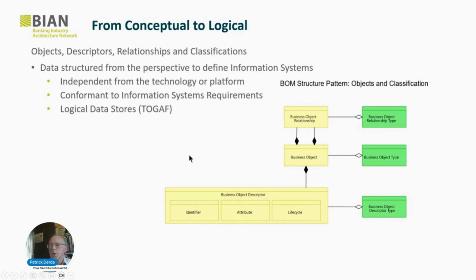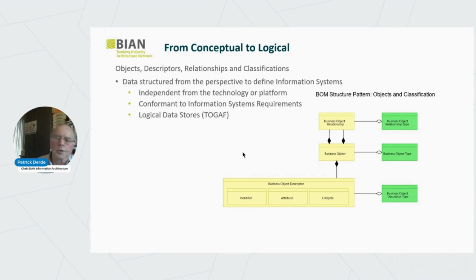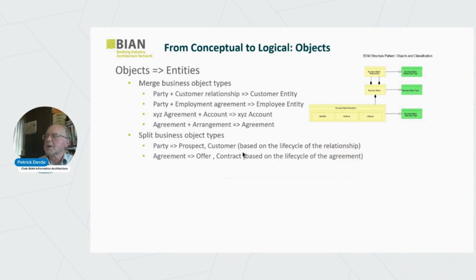Maybe you did hear that I'm always talking about objects and classification, and I did not talk about entities. Now, typically, when talking about the logical things, we're going to talk about entities, which means that very often objects, no, nearly always, objects will become entities. Why? We are going to merge objects of different types. For example, we have the object party, we have an object customer relationship. Very often it is merged into a customer entity. Or we have an object party and we have an employment agreement. Very often this is merged into an entity called employee. Or we have an agreement of a certain type and we have the object of account. Well, we will call that an agreement account. Let's say we have a current account agreement and we have an account.